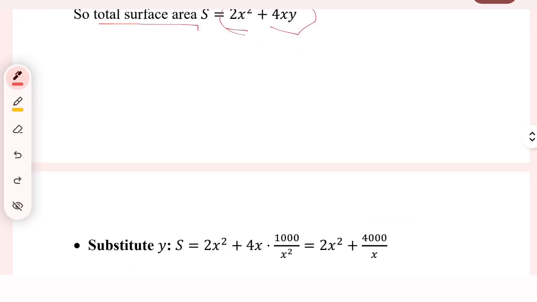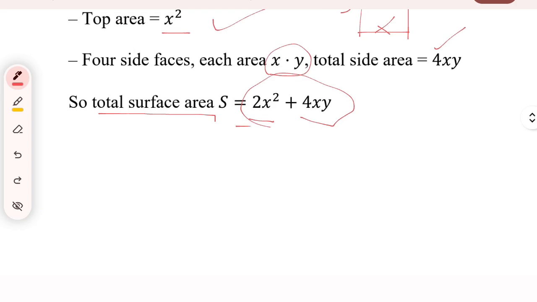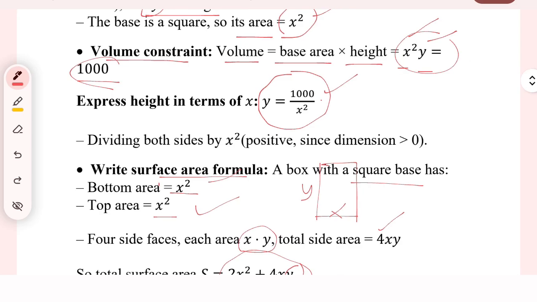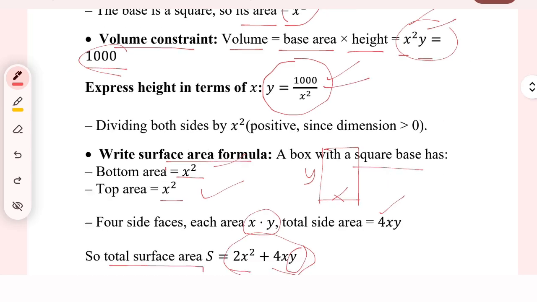If you look in here, the total area has an x, it has also xy. We don't need that. We need to have it in one variable only. So we need to replace y with x. Remember, we already have y in terms of x here. Here it is. All right. We have y in terms of x.